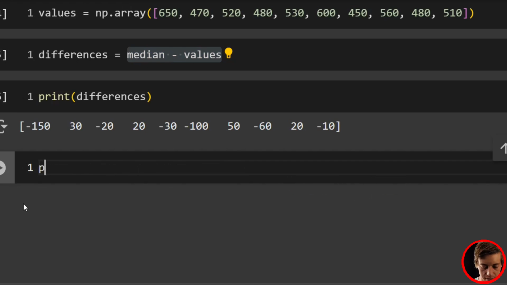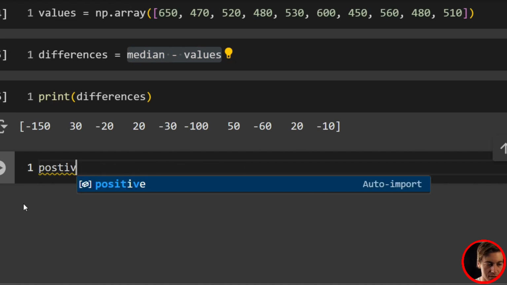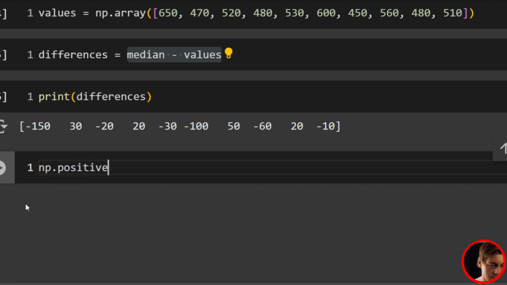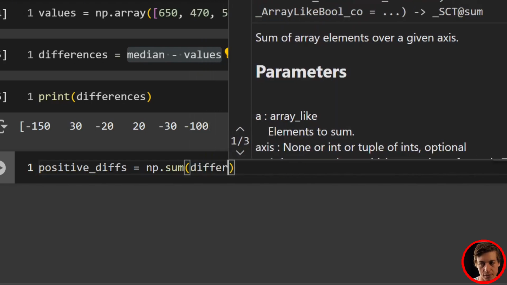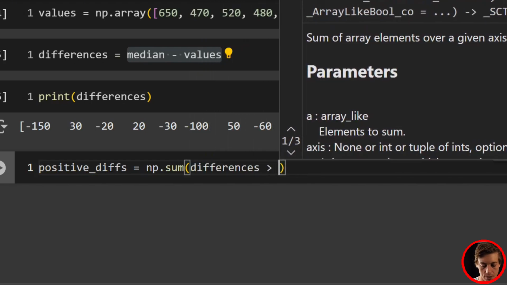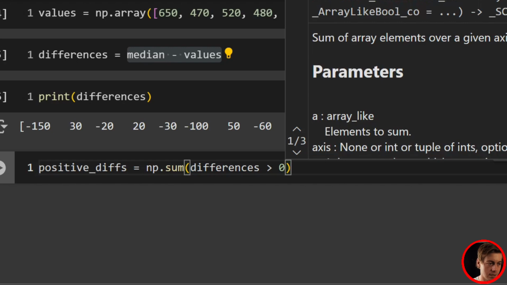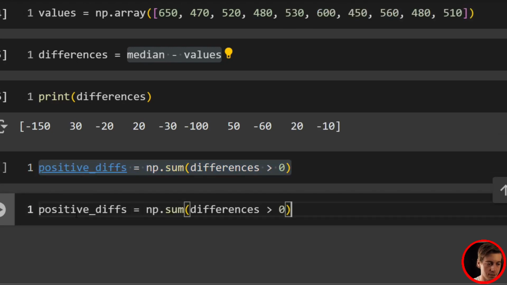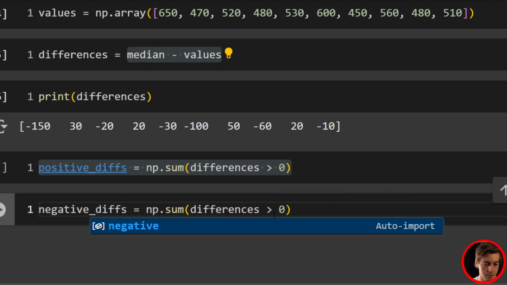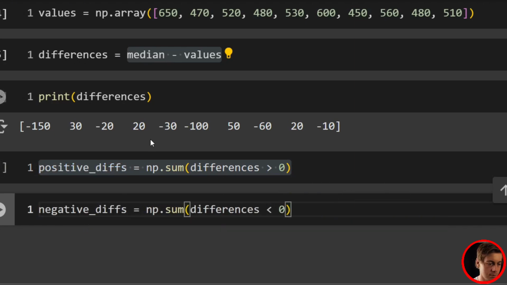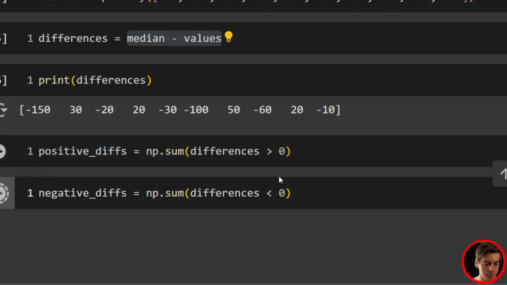So then what we want to do is have our positive diffs. So positive diffs equals np.sum. And then we'll put in here differences, which is greater than 0. Then we're going to have our negative, and it's just going to be flipped, right? So put negative like that. Right, run both of those.